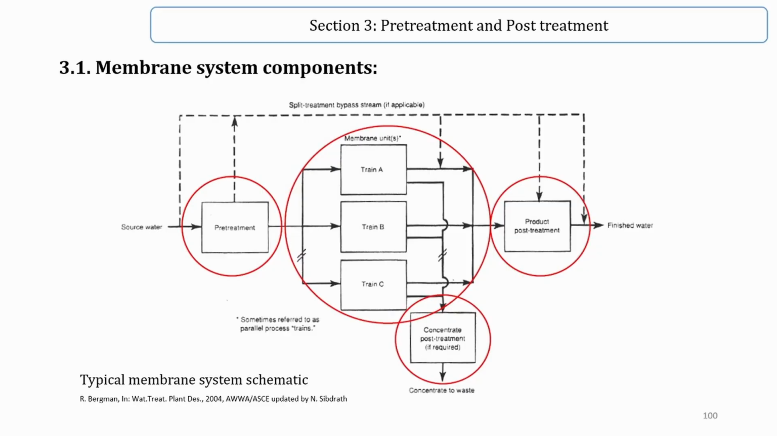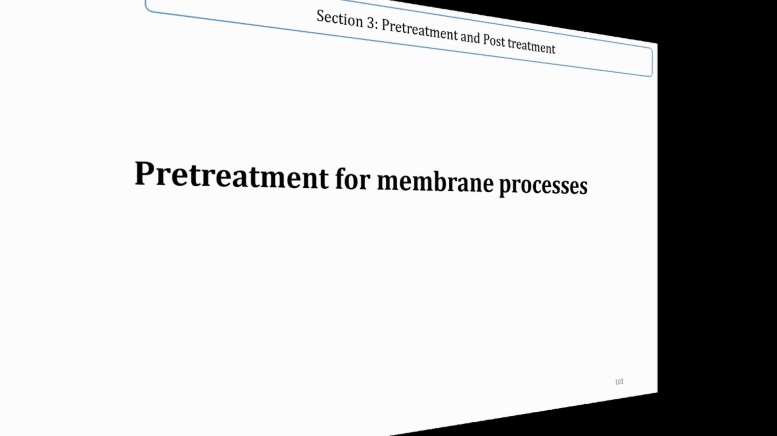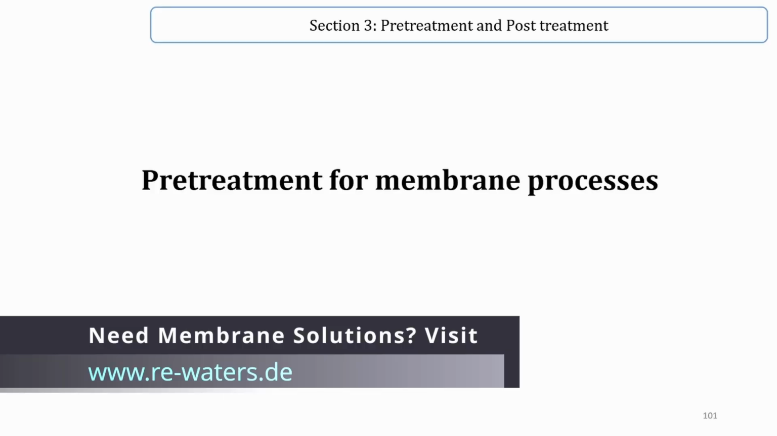Membrane system components. A schematic of a typical membrane system is presented. Components in a typical system include pretreatment, membrane units, product post-treatment, and concentrate post-treatment if required. First, I begin with pretreatment. Pretreatment for membrane processes.